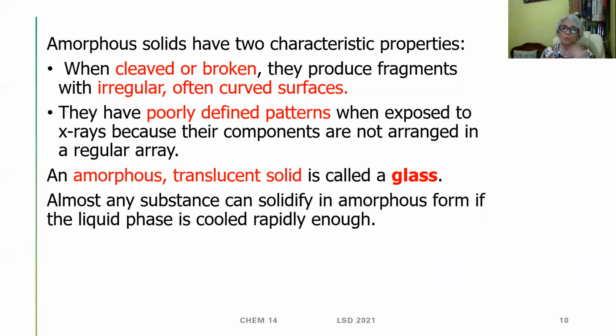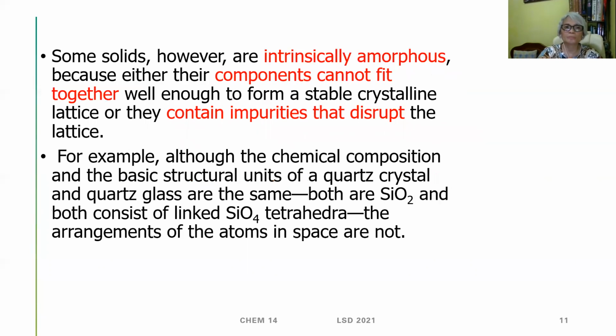So when the cooling is fast, almost all substances can solidify in amorphous form. What is amorphous? Without order. When does that happen? When the cooling is fast. Now, some solids, however, are intrinsically amorphous, even without the effect of cooling. Why? Because either their components cannot fit together well enough to form a stable crystalline lattice, or they contain impurities that disrupt the lattice.